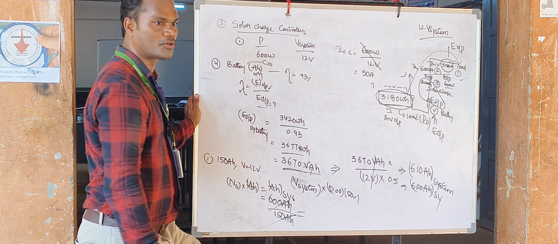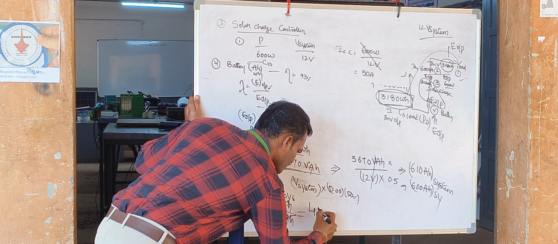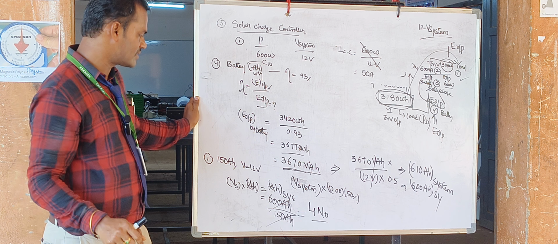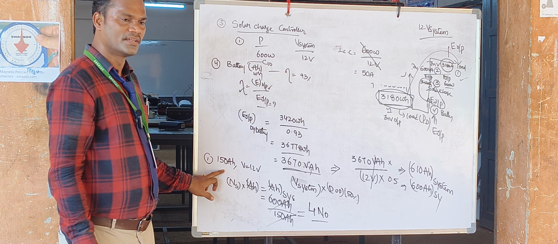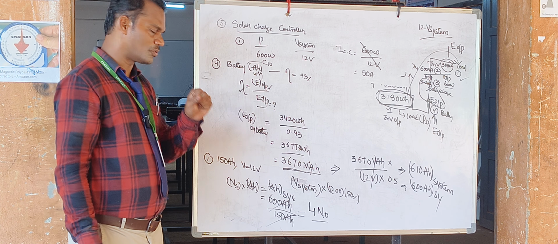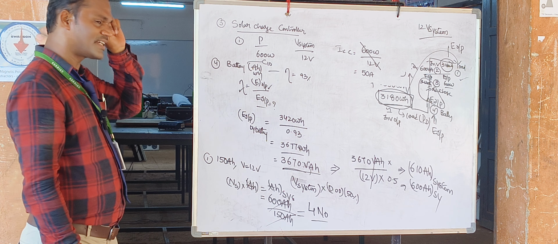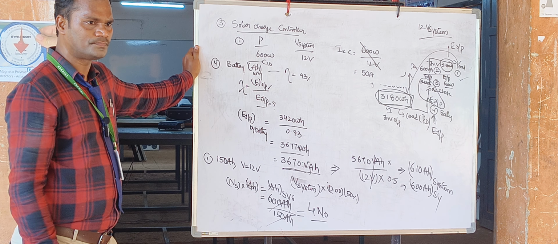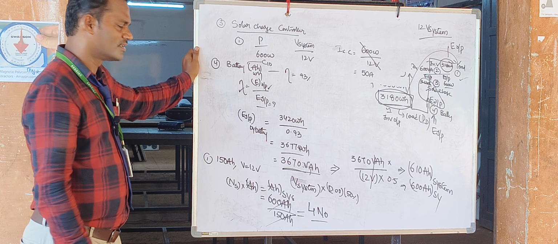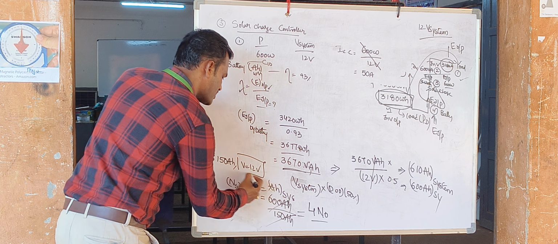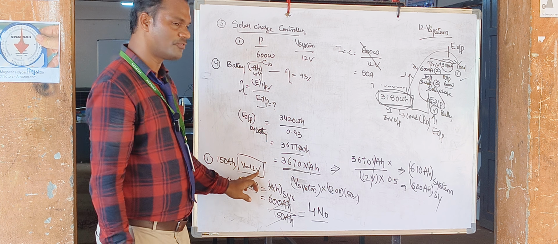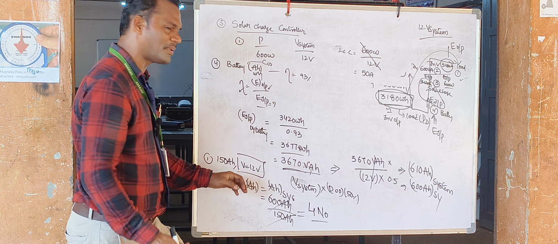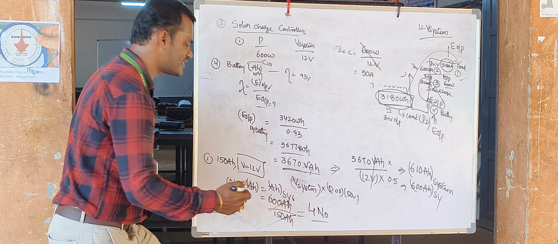Therefore, 600 divided by 150, how much? 4. How many batteries do we require now? 4 batteries, and what is the rating of each battery? 150 Ah and 12 volts system. And how do we have to connect them? Use the brain. You require a 12 volt system. Therefore, we have to connect them only in parallel. In parallel, what will happen? Current is added.